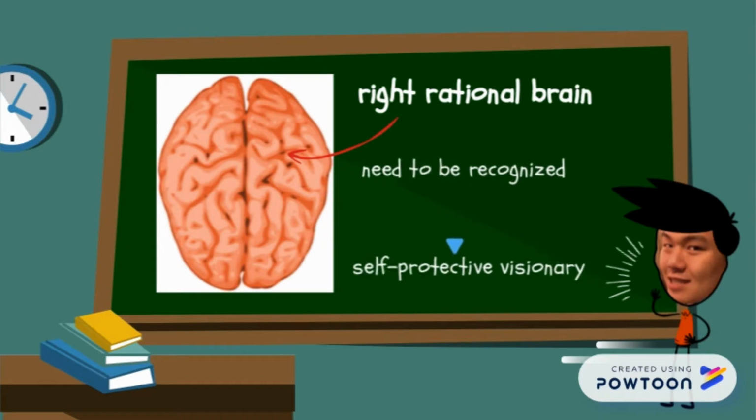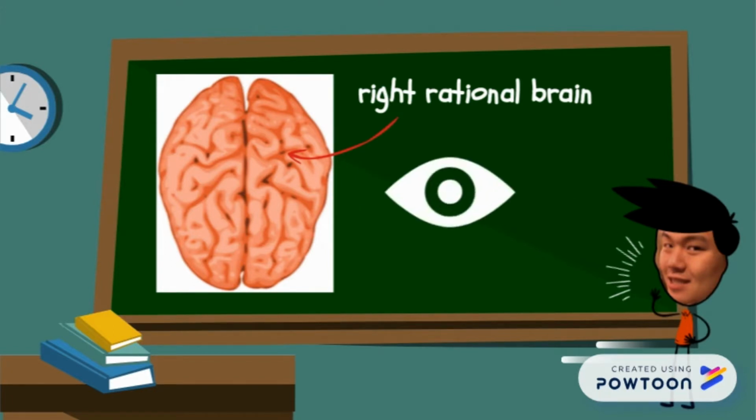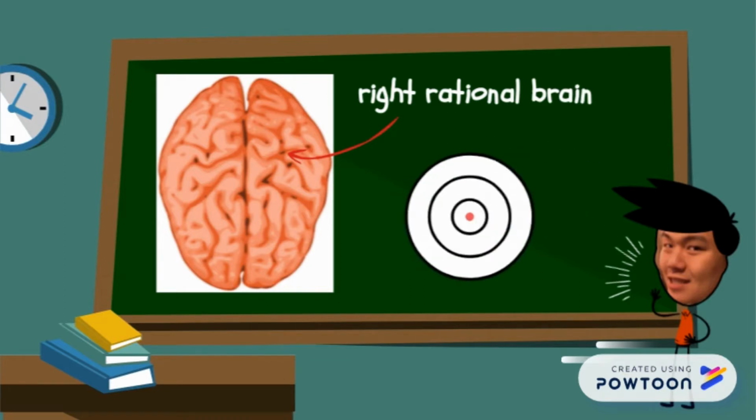A person is a self-actualizing visionary when he or she uses a systematic approach to stay connected with others. They hold their vision despite obstacles or the perceptions of others. These types of people set realistic goals for themselves, and they tend to follow sequences and steps to achieve their vision.